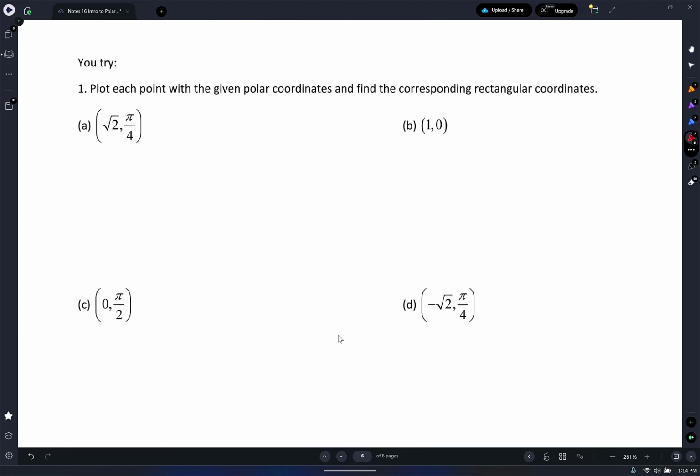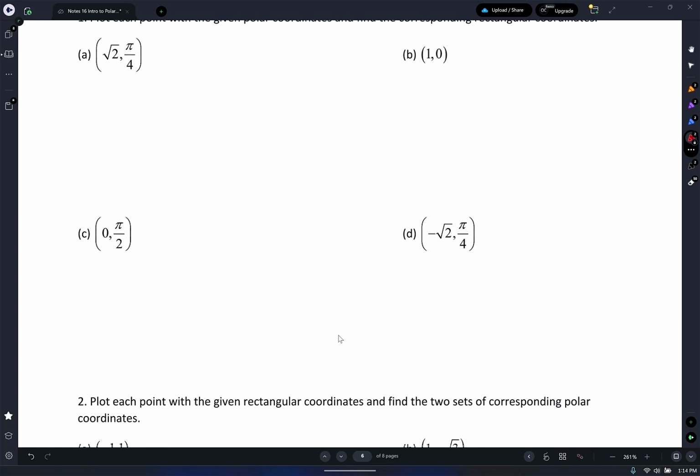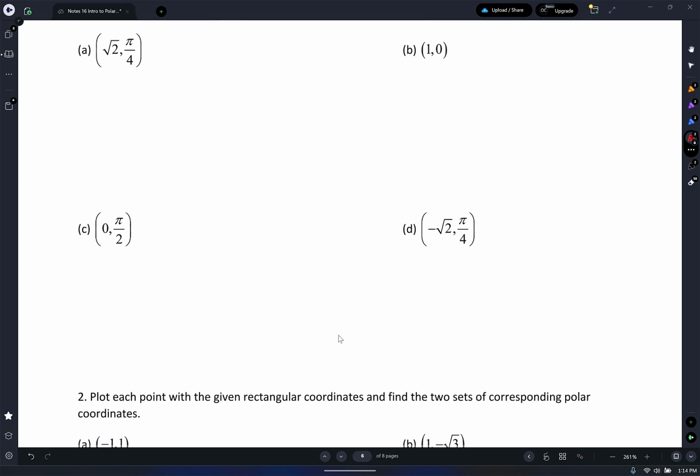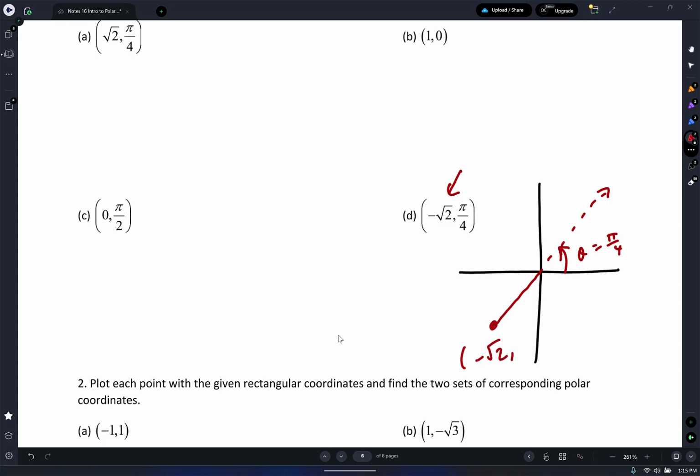Alright, let's go to the next one. These you should know how to do already, but just in case you don't remember, we'll do one for you. Let's look at letter D. I want you to convert this to a rectangular coordinate. So first, how does it look in polar form? It looks like this. So pi over 4 would have been right here. But because I'm going negative, you've got to go in reverse. And there it is. That coordinate is negative square root of 2, comma pi over 4.